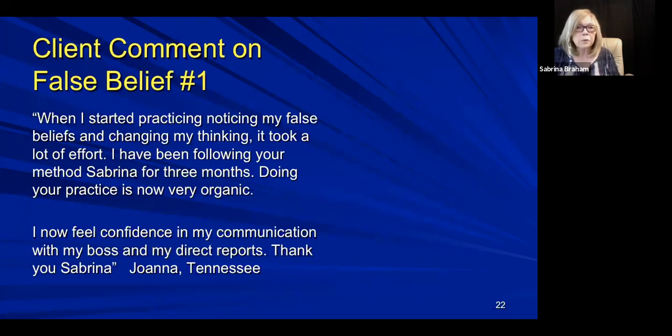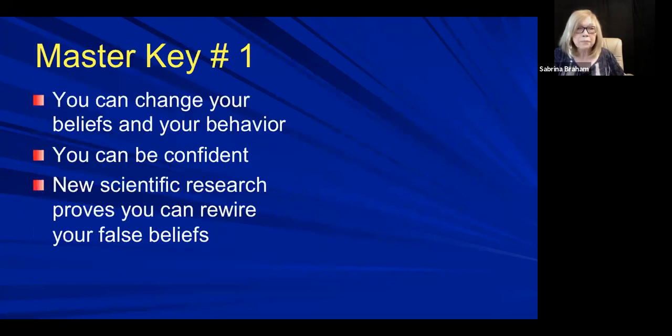So here's another person that wrote in: when I started practicing noticing my false beliefs and changing my thinking, it took a lot of effort. I've been following your method for 3 months, and doing the practice is now very organic. I feel confident in my communication with my boss and my direct reports. So that's our goal for you today, that the master key is you can change your beliefs and your behavior. You can be more confident. And there's a lot of scientific evidence that proves that you can do that.